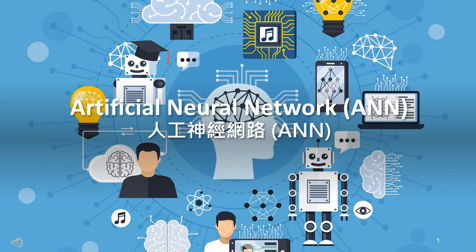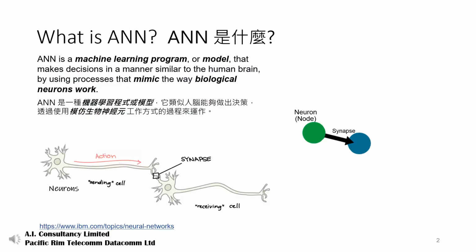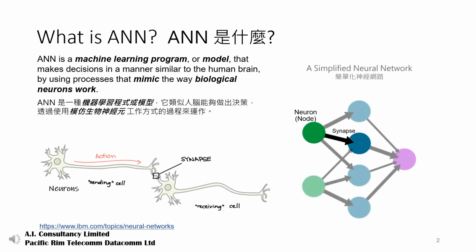your daily business operation. An ANN is a machine learning program or model that makes decisions in a manner similar to the human brain, using processes that mimic the way biological neurons work. Here, you can see that the artificial neuron, or node, and synapse on the right have a similar structure to the human neurons on the left. An ANN is normally composed of thousands, or even millions, of neurons.